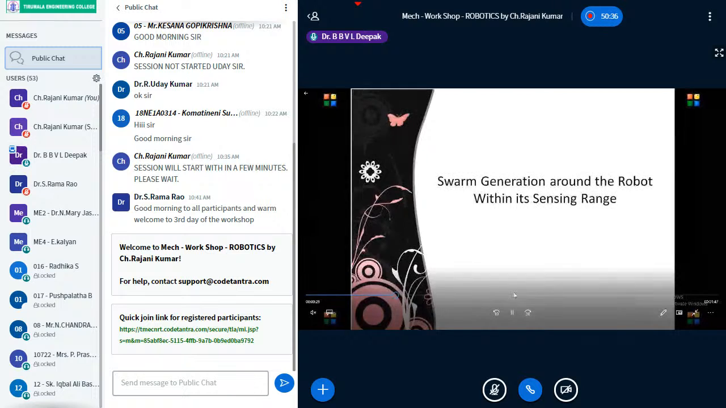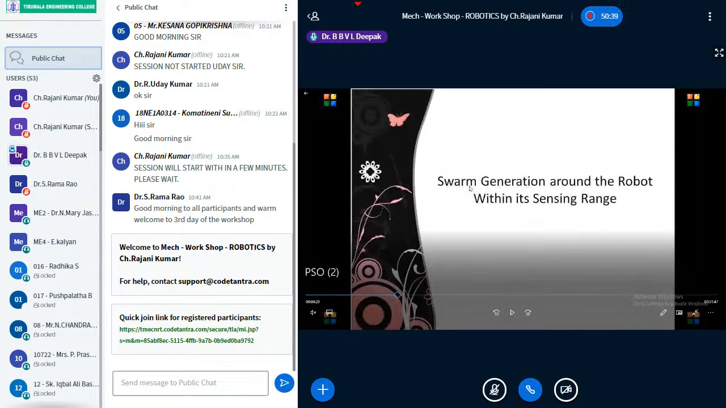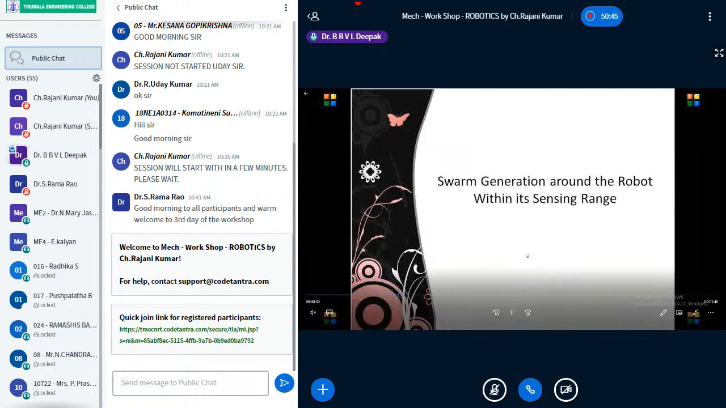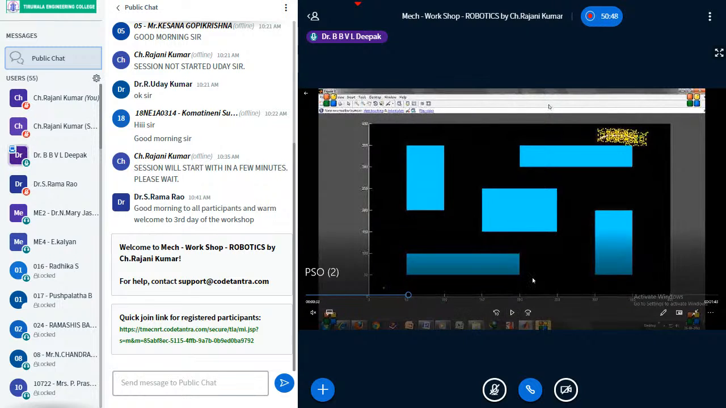Now the robot has sensed some objects. How is the swarm generated within its sensing range? Let us see. Here when the robot is moving one by one, all these are robot sensed objects, so that at each interval, each iteration, the robot generates some swarm and decides its path. That white color path is the PSO generated path. Now let us see how it is moving.